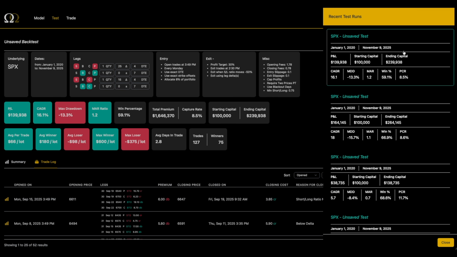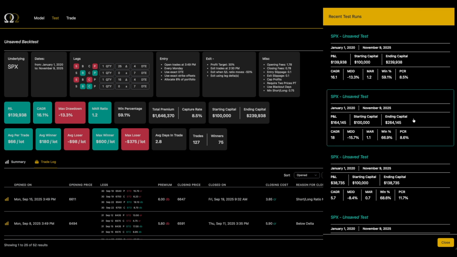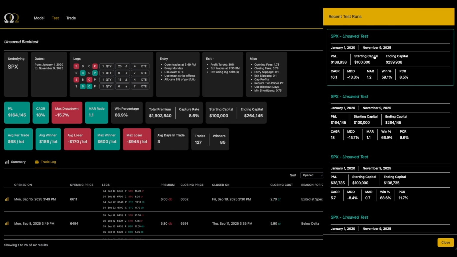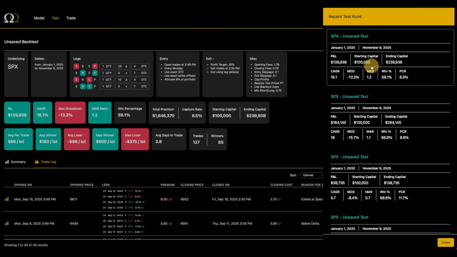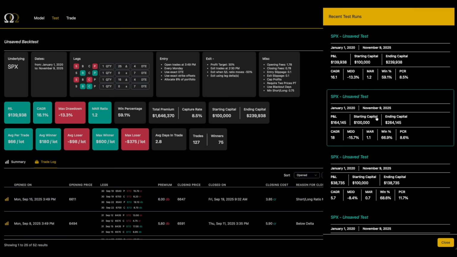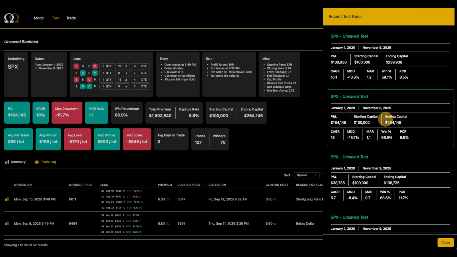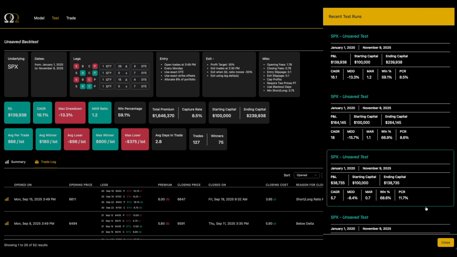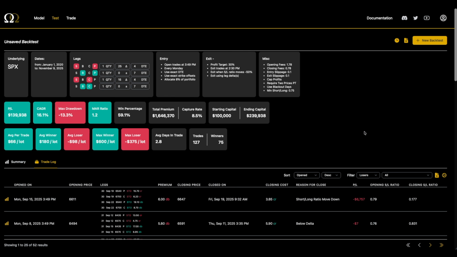Okay, let's see. MAR slightly better, win rate slightly worse, premium capture rate slightly worse. The reason it's better is it did chop our drawdown by a notable percent. And here's the thing. You have more losers with the 50%, but they are smaller.